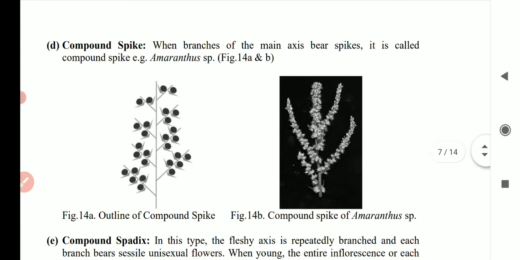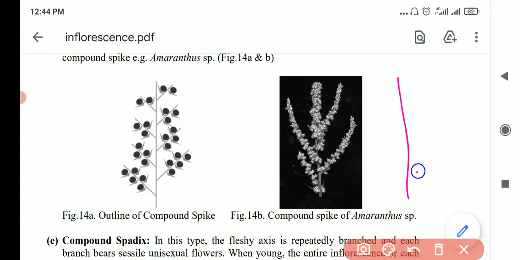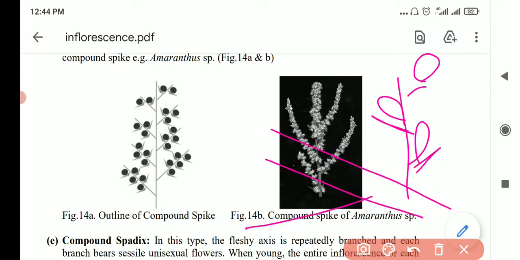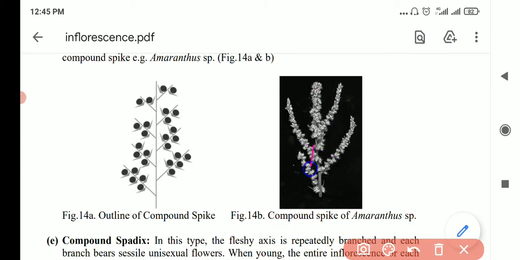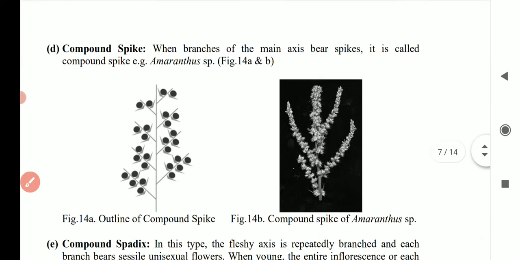Then compound spike. Remember, spike was that sessile flower, just like this, directly, just a bract and one flower, bract and one flower. Then if there are many spikes on the main axis, this is also one spike, then another spike here also, bract and flower, bract and flower. If there are many spikes on the main axis, it is called a compound spike. So easy. Example is Amaranthus. I'm not sure, I've forgotten. So when the main axis bears many spikes, we call it a compound spike.